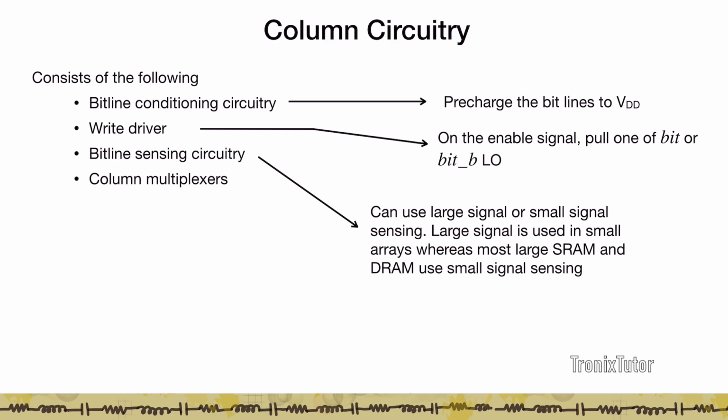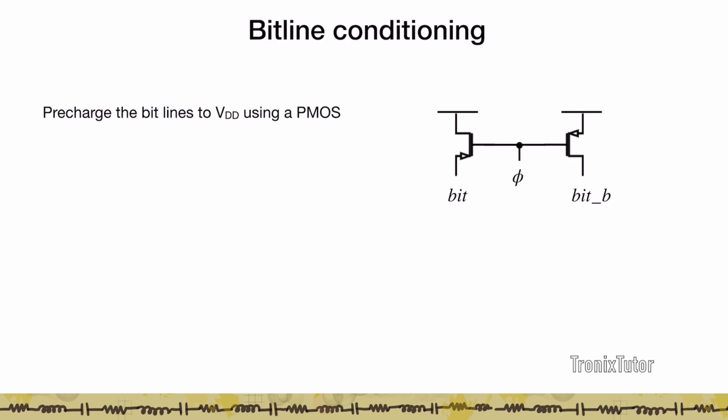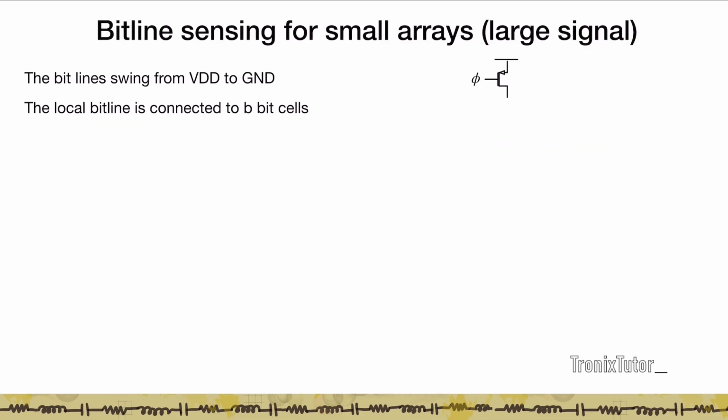Large signal sensing is generally used in small arrays, whereas small signal sensing is the norm and is used in almost all SRAM and DRAM arrays. And finally, we have column muxes, and column muxes are used to improve the area utilization in the array. So bitline conditioning normally consists of just two large PMOSes, and these PMOSes are used to basically precharge the bitlines to high. So let's look at the organization of the SRAM when it has local and global word lines.